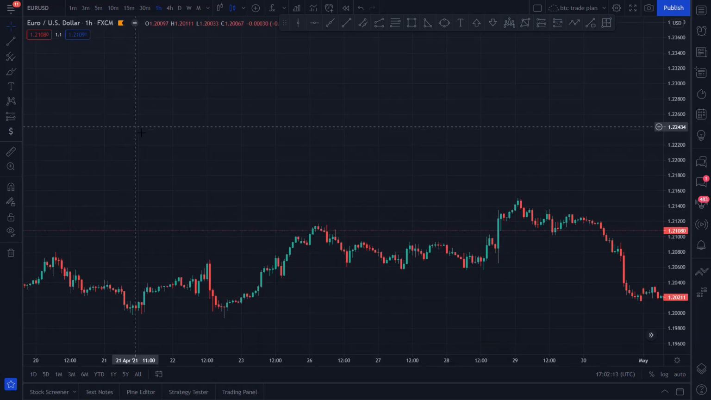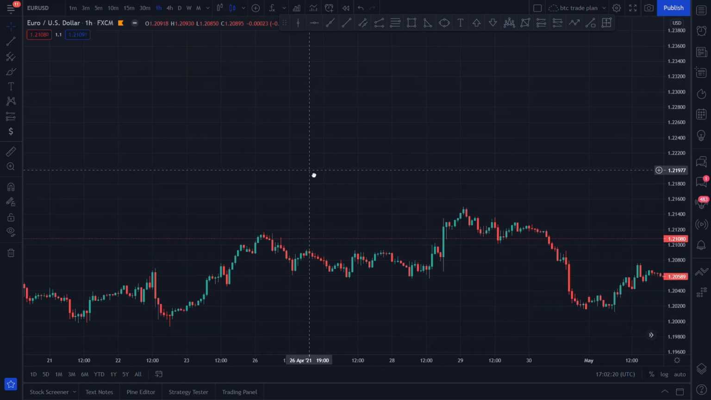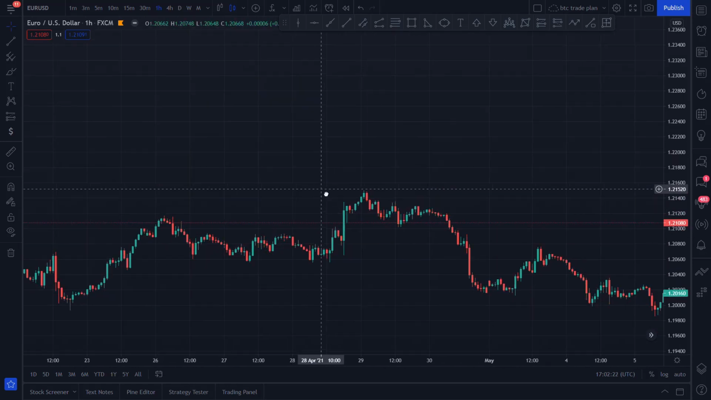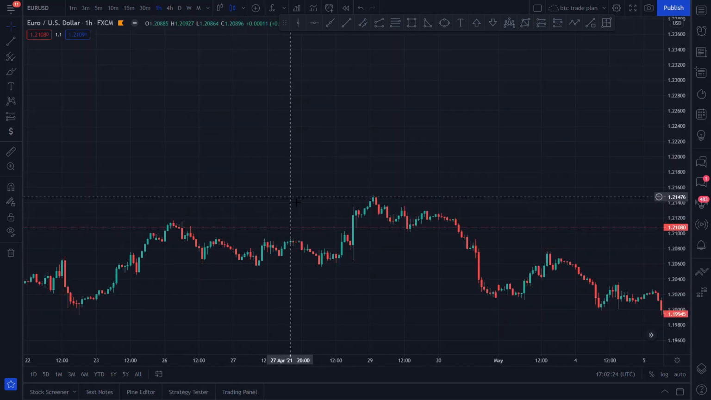Today we are going to be testing the triple EMA Stochastic RSI trading strategy on the 1 hour time frame, trading the Euro-USD currency pair.